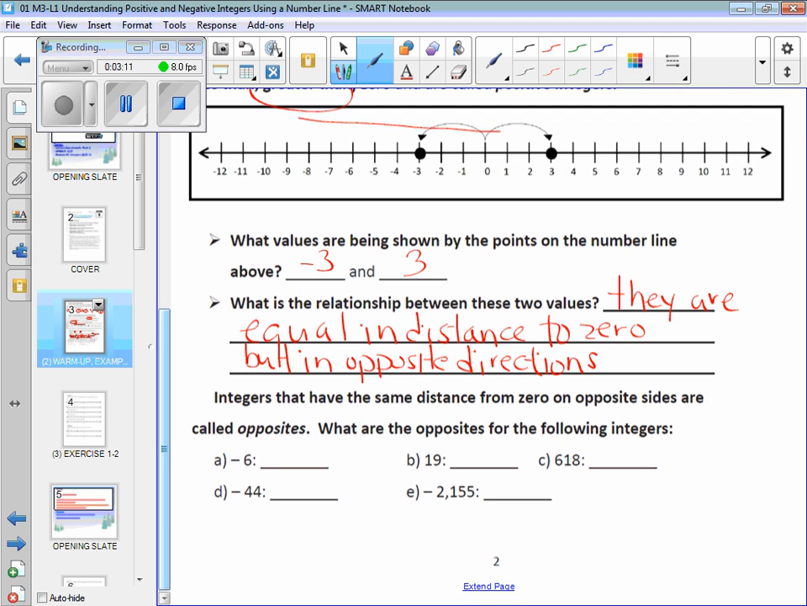But for now, what's the opposite of the integers listed here? -6, the opposite would be, do we need the little plus sign? Absolutely not. -44. 19. Negative 2,155. 618. 0. 0. Yep, yep. There's no such thing as -0. 0 is neither assumed to be positive nor negative, just so you know. Okay?